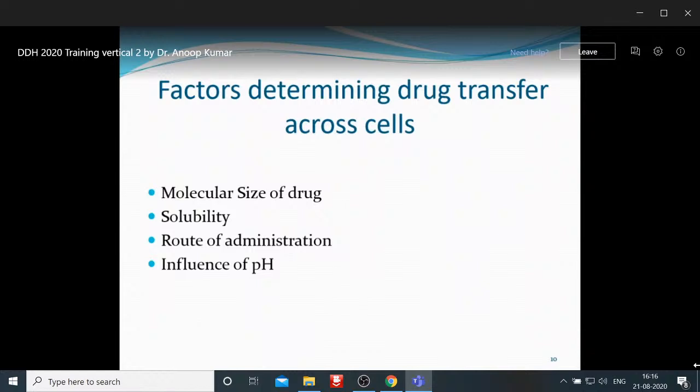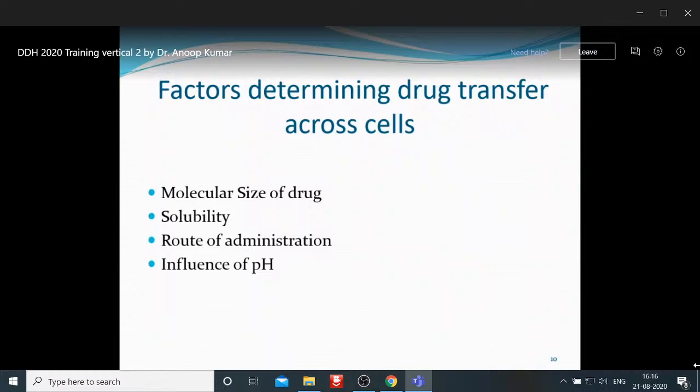Solubility: if you are making very hydrophilic drugs, they will not cross the cell membranes. They will not reach the target site. If you are making them more lipophilic, they will also not cross, or they will accumulate in the body and produce toxic effects. So a balance is required.